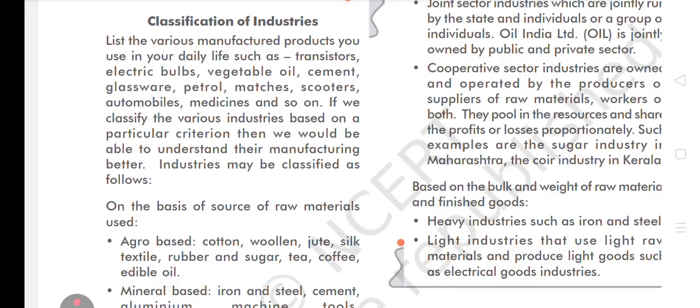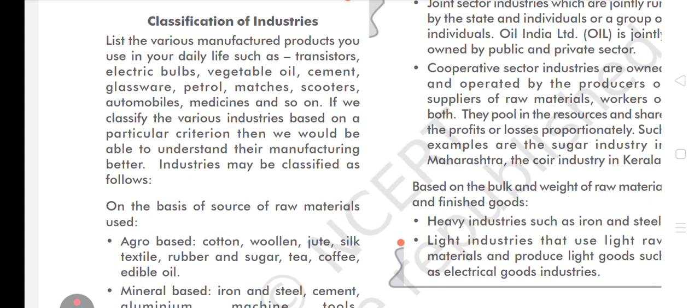Then next is petrol, which is also used because we operate cars. In cars petrol is needed. Then matches we use, scooters we use, automobiles we use, medicines we use, because nowadays people are eating nonsense things, so that's why they are getting sick very early.